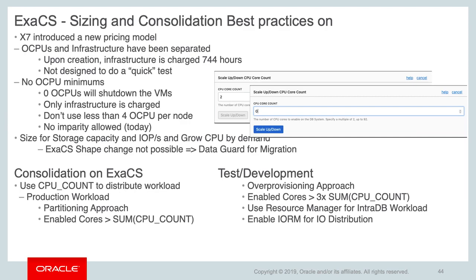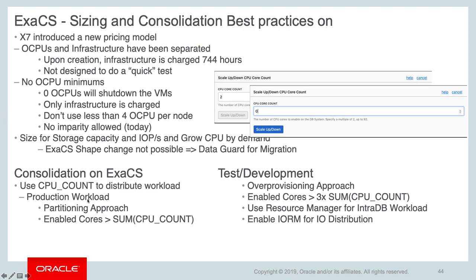ExaCS shape change is not possible at the moment, so only method to adopt here is to use data guard for migration. So it is very important for you to keep that in mind. If a workload requires half rack, better go for it than doing this whole migration effort.